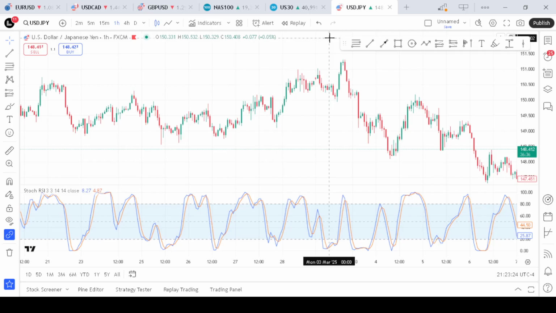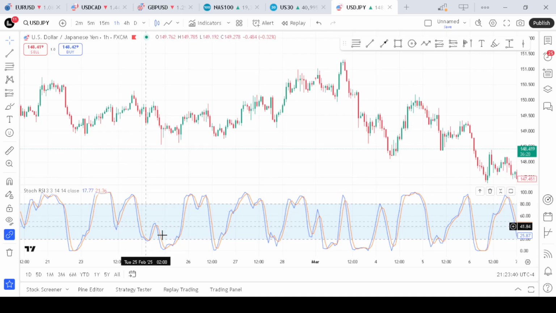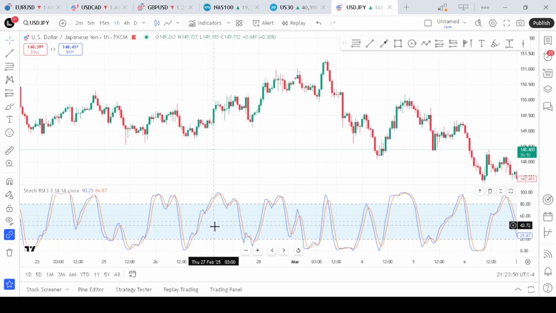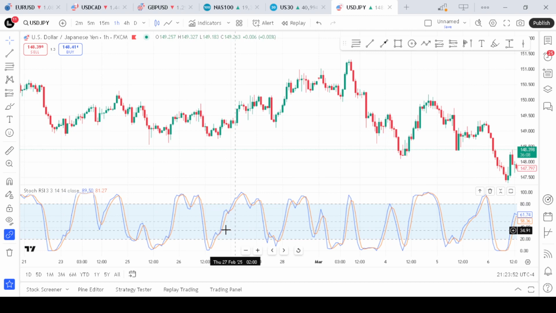Unlike the traditional RSI, which measures price momentum directly, the stochastic RSI measures the relative position of the RSI within its own highs and lows, between its own high and low range over a specific period. This makes it significantly more sensitive to price movement and capable of generating signals faster than the standard RSI.